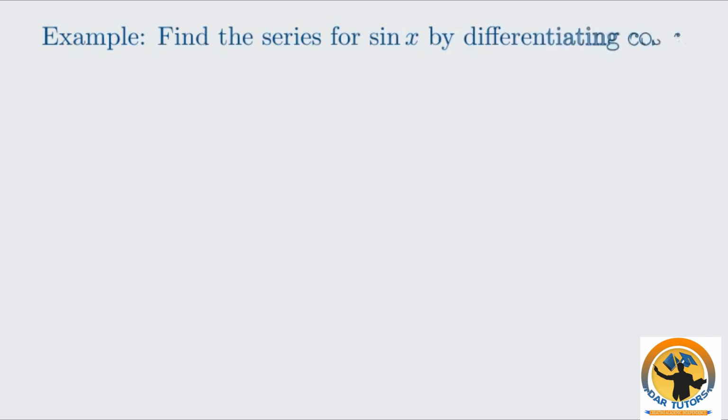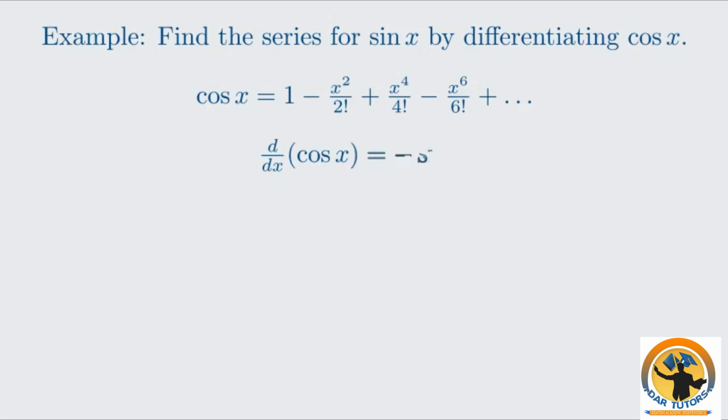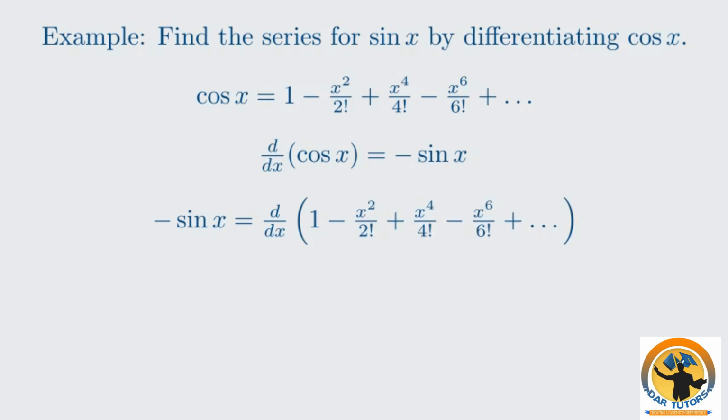We know the series for cos x. Let's find the series for sin x by differentiating the cos x series. We start with the series for cos x. We know that the derivative of cos x is negative sin x. So, negative sin x is equal to the derivative of the series for cos x.